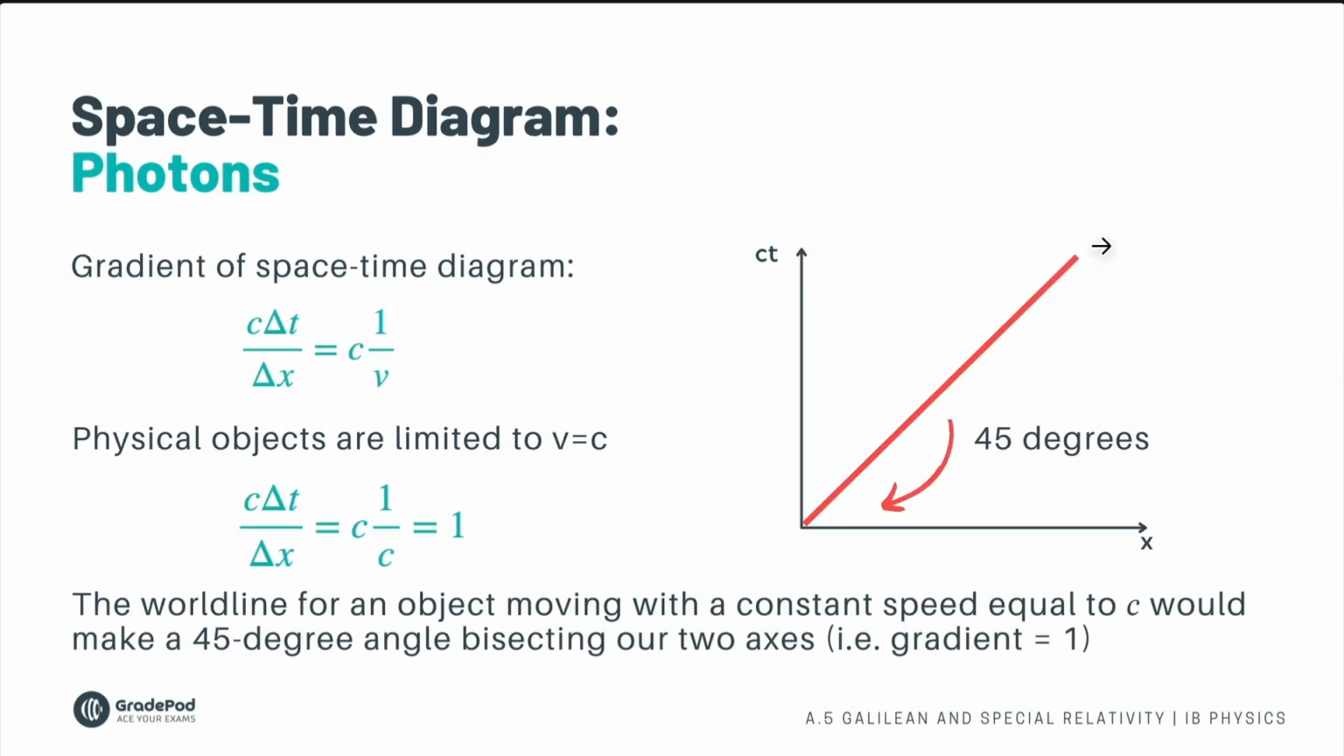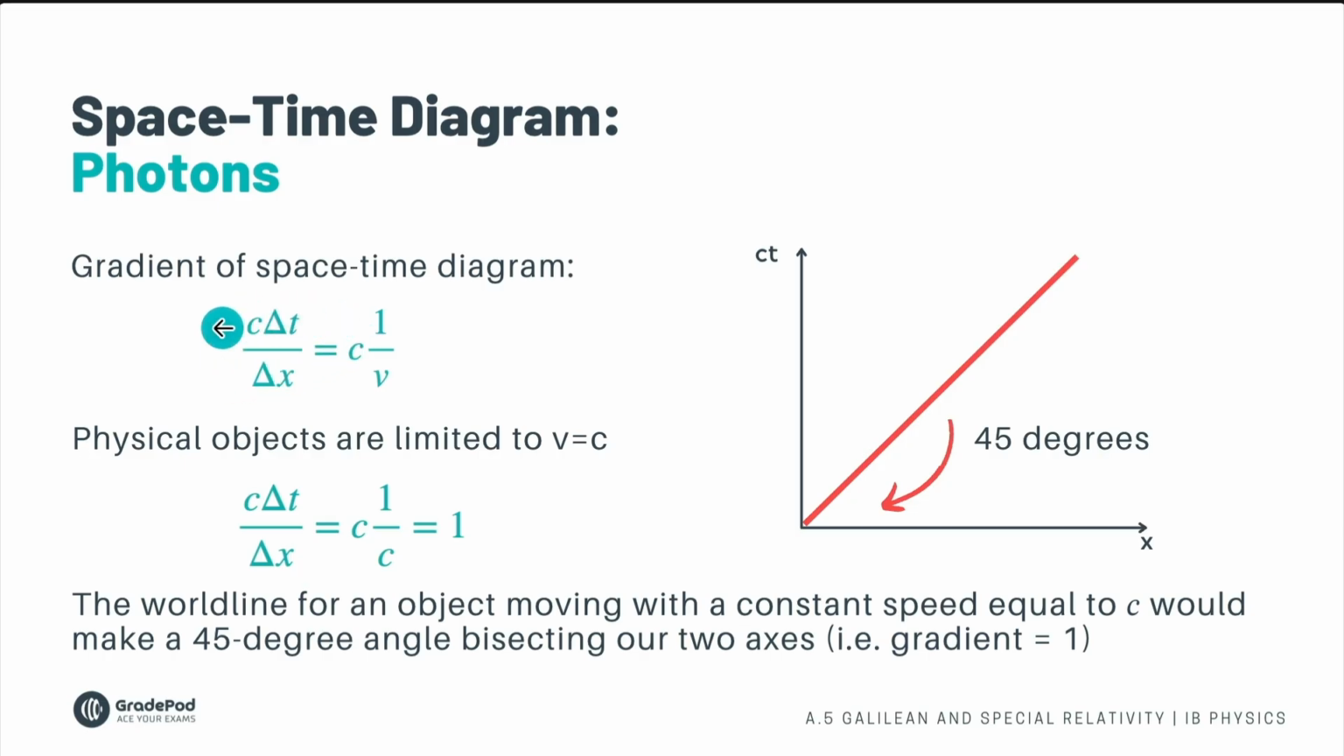Let's now look at photons and the speed of light. Do you remember I told you to think of a space-time diagram like an inverted distance-time graph? Well, if you were looking at a distance-time graph, you would know that the gradient of a distance-time graph is equal to velocity. Well, let's look at what the gradient of a space-time diagram looks like. We know that the gradient is the change in y over the change in x. So the change in y over the change in x. Change in y is c delta t over the change in x, which is just delta x.